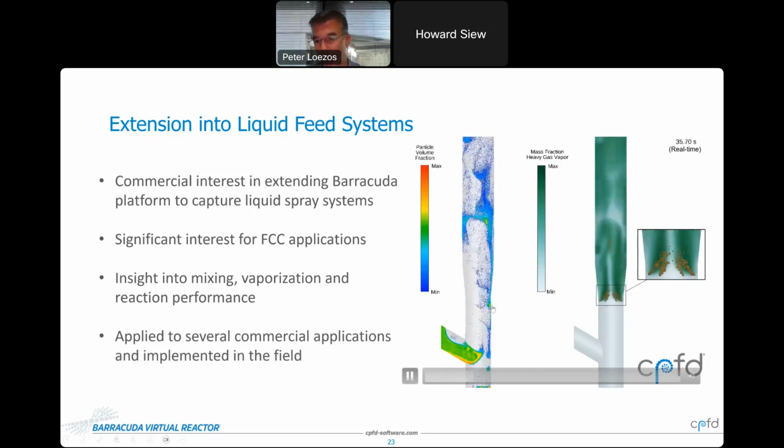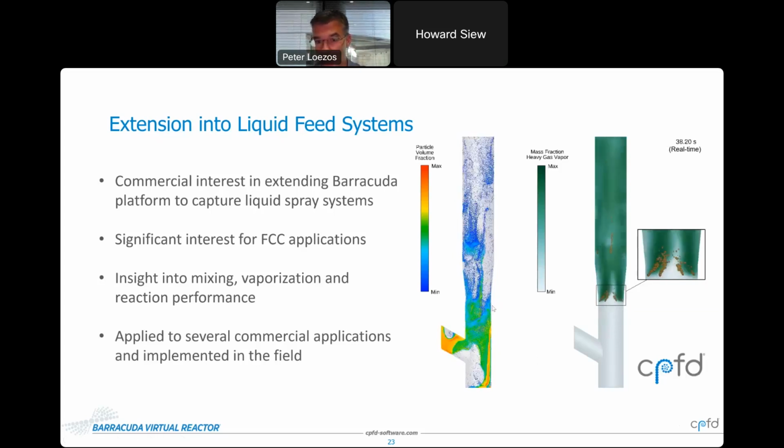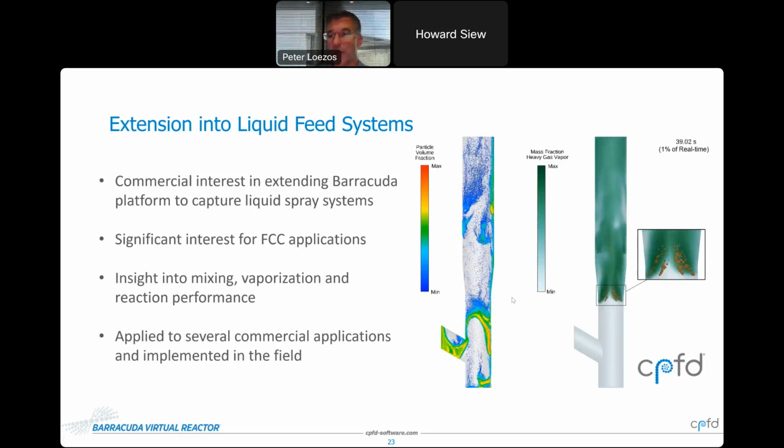This is supporting one of our clients. They actually had an operating demonstration unit. And in this case, they were trying to design and optimize the feed zone, right? And we were assisting them in doing that.